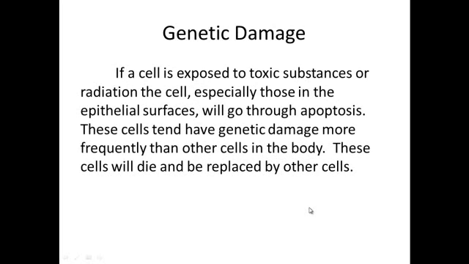Genetic damage is a little bit trickier to deal with. For example, if the cell is exposed to some toxic substance or radiation, something like that, that causes genetic damage that is irreparable, then the cell kills itself. It goes through apoptosis. So, for example, if you go to a tanning bed and you're exposed to a lot of radiation, the epithelial cells on your skin, if they get genetic damage, they will die, and then other cells will replace them. They go through apoptosis.